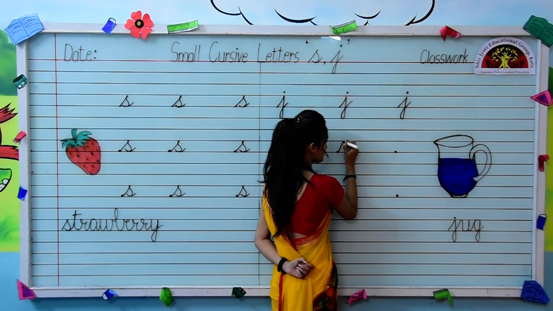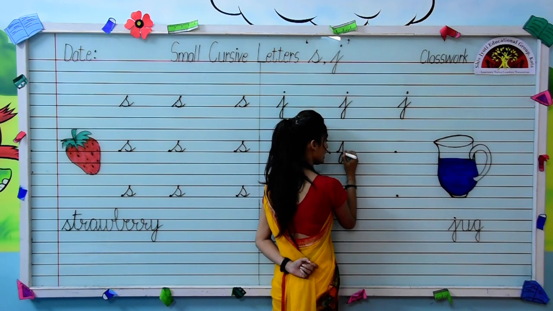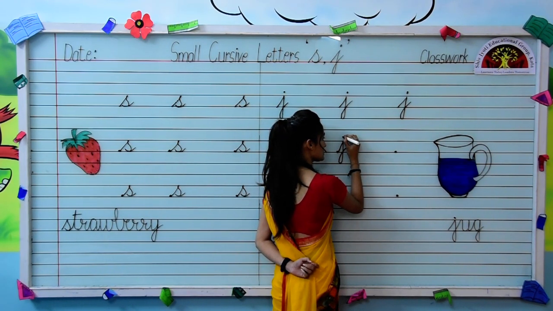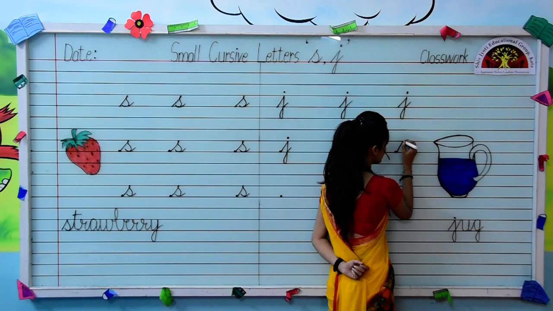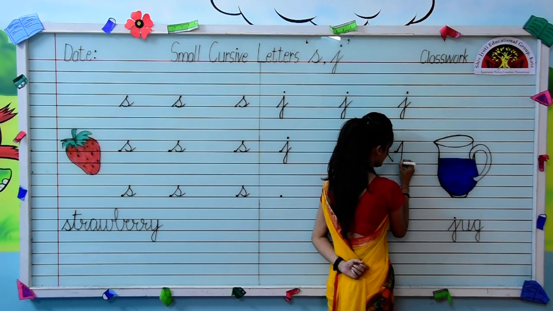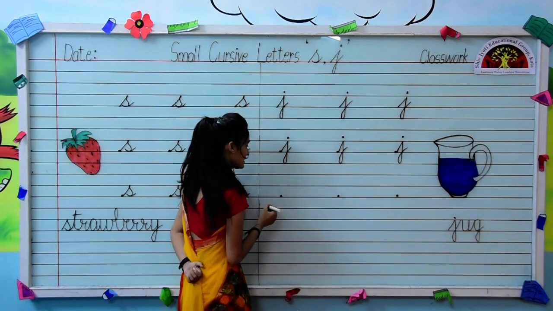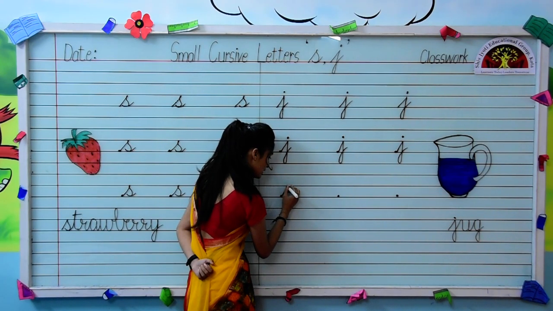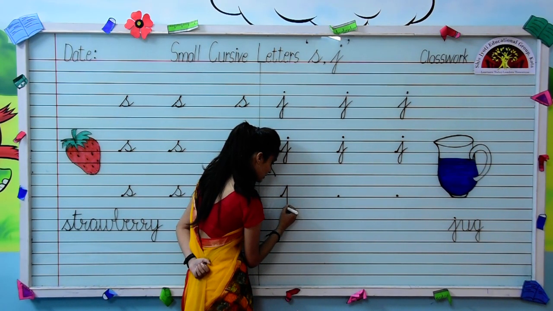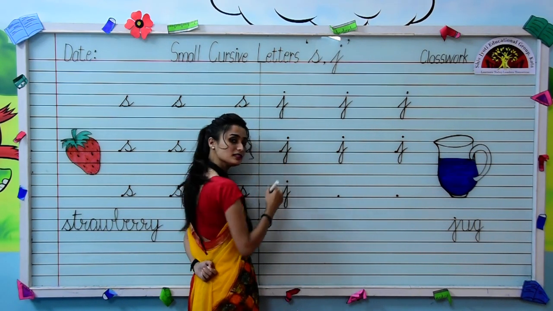Slanting line up, come down, make a straight line, touch the fourth line, make a curve, go up, loop and out like this. And a dot. Slanting line up, come down, touch the fourth line, make a curve, go up, then a loop and out like this. Put a dot over it. So look over here once again. Pay attention kids. Slanting line up, come down straight, make a curve touching the fourth line, then a loop and out like this. Put a dot over it.